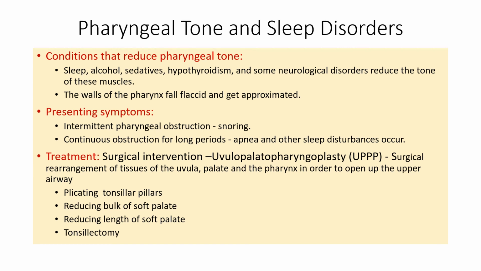So this is done by plicating the tonsillar pillars, reducing the bulk of soft palate, reducing the length of soft palate and tonsillectomy. So the importance of this pharyngeal muscular tone is in relation with the snoring, the sleep apnea and other sleep disturbances. With this, we have completed the discussion of the pharynx in detail.